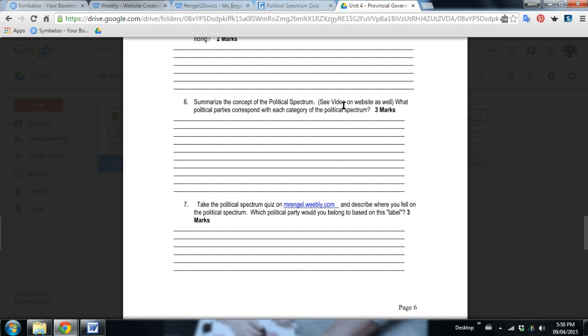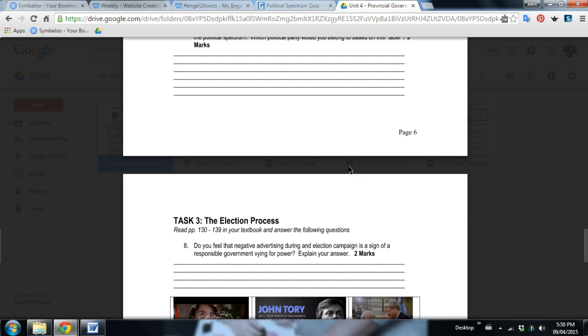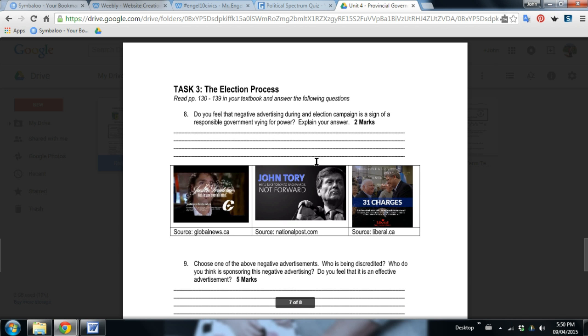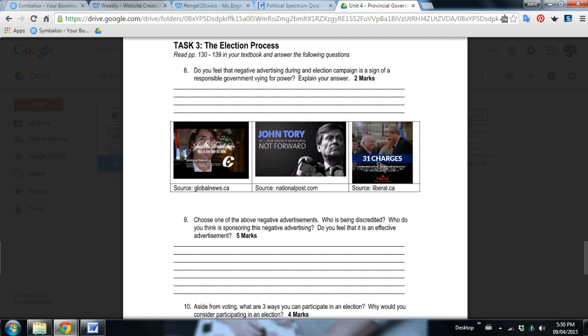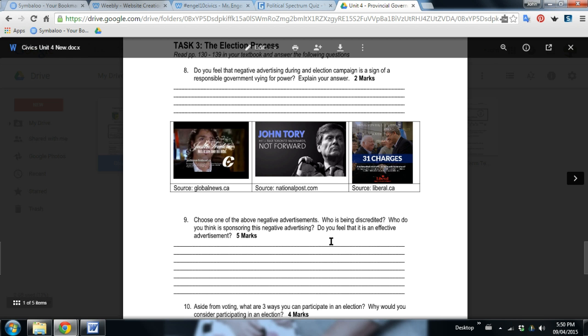And in order to do that, you'll have to watch this video to see which parties fall where on this political spectrum. Some more questions to answer. This question right here is based on these pictures. These pictures are examples of negative advertising that's used during election campaigns. During election campaigns, they're always accusing the other parties of doing things. There's a lot of negative advertising out there. These are 3 ads that are examples of that, and this question is based on that. Okay?